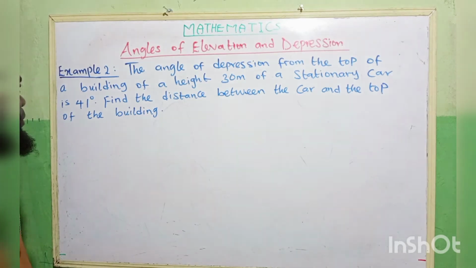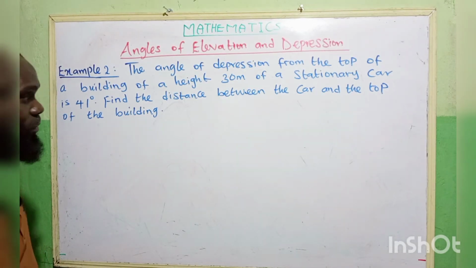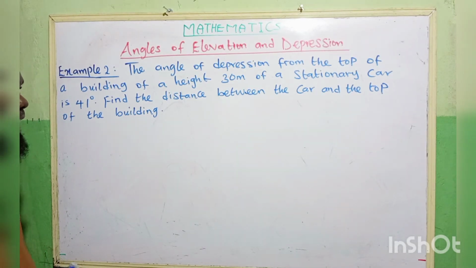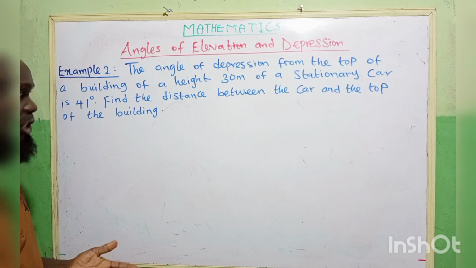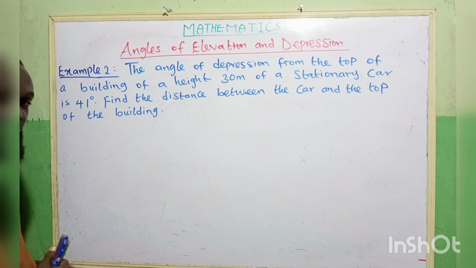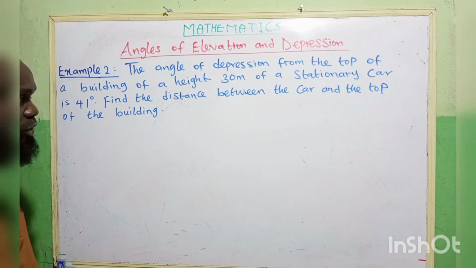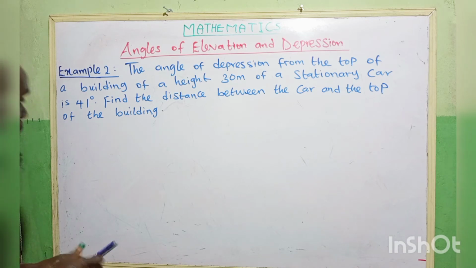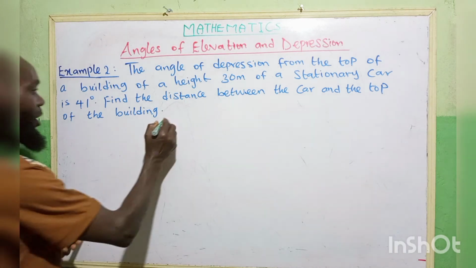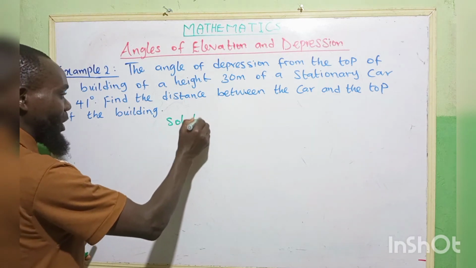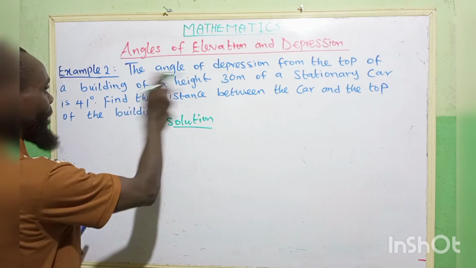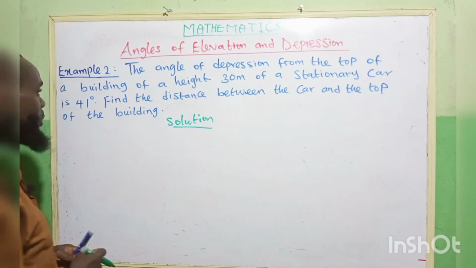Example 2. The angle of depression from the top of a building of a height 30 meters of a stationary car is 41 degrees. Find the distance between the car and the top of the building. First of all, we're talking about depression in this case.